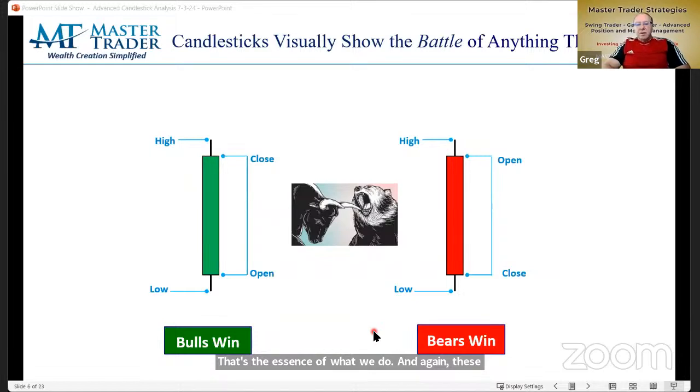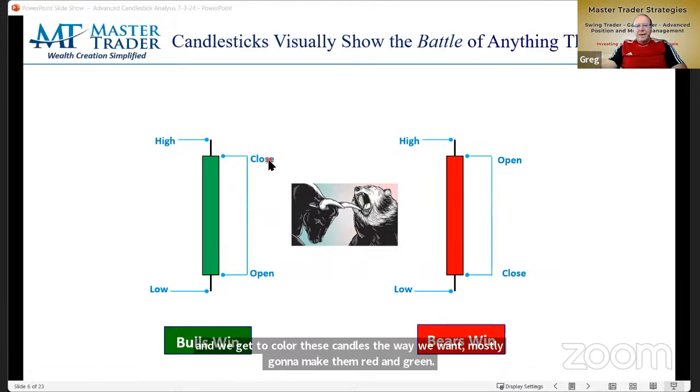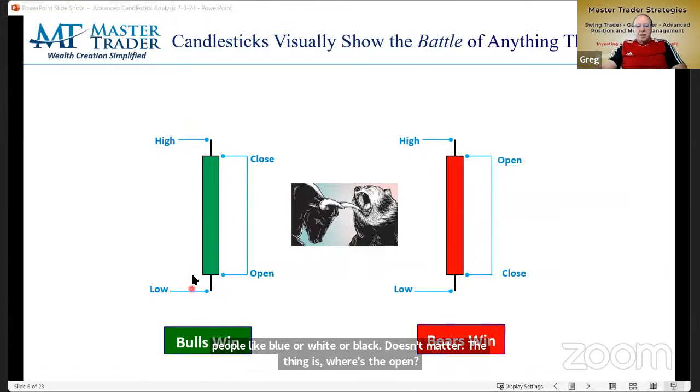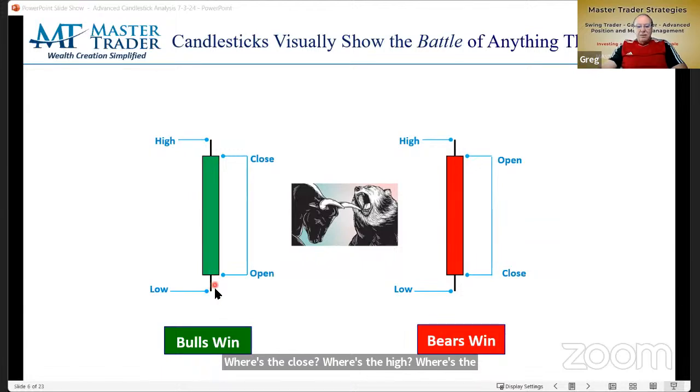So for those of you that are new, and are like, what is this candle? Where do I light the wick? Right? It's not that kind of a candle, of course. So this basic slide just shows you an open and a close, and we get to color these candles the way we want. Most are going to make them red and green. Some people like blue or white or black. It doesn't matter. And the thing is, where's the open? Where's the close? Where's the high? Where's the low? These tails, or sometimes they're called wicks.